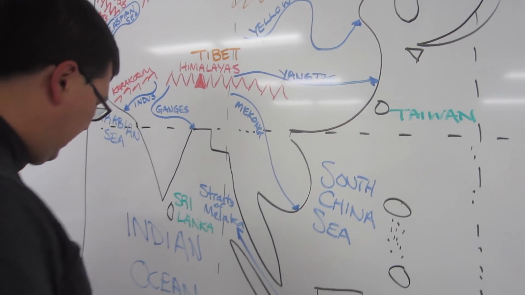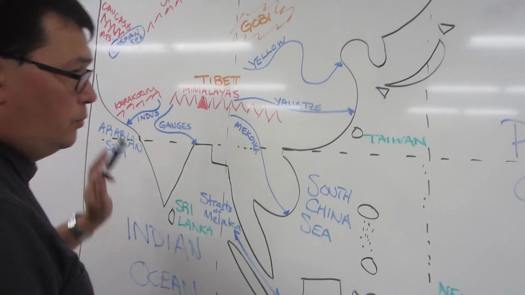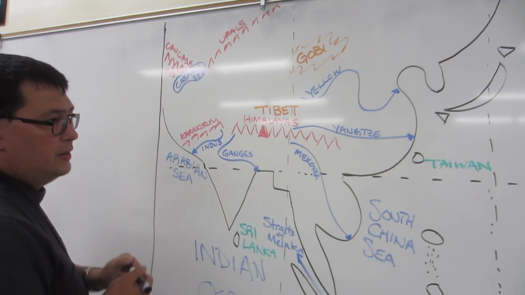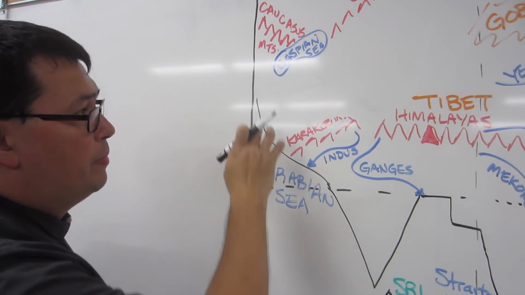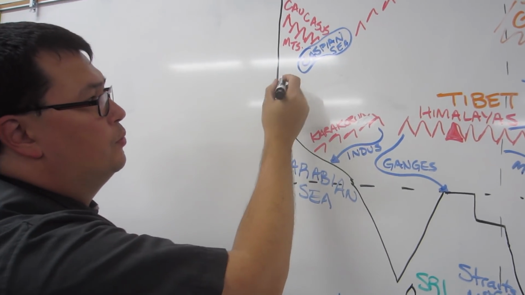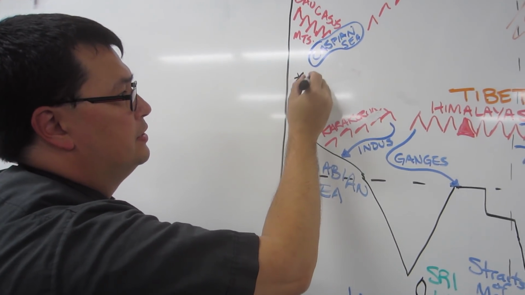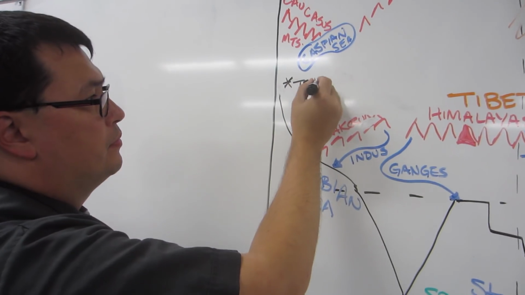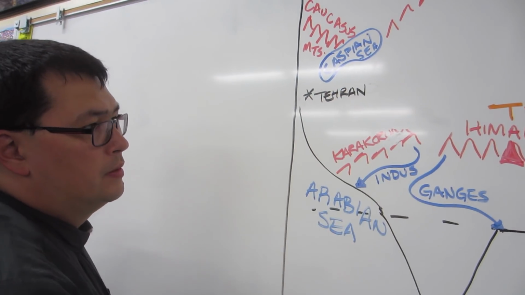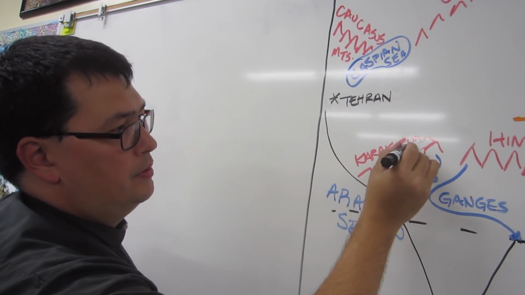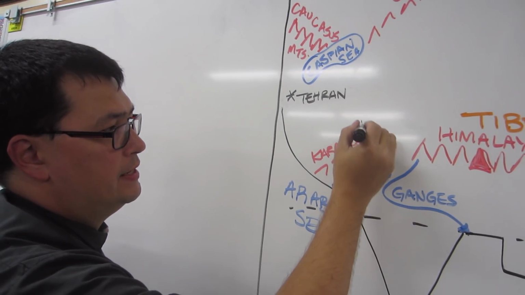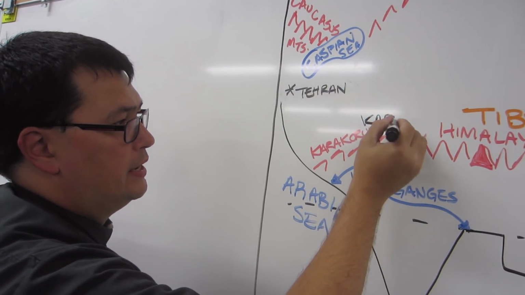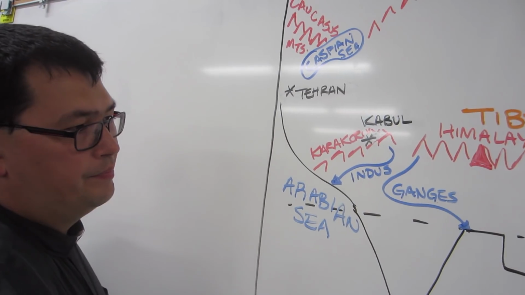Last but not least, we have our cities. So we're going to work left to right, west to east. We're going to go back here to the west, and we're going to start with our old friend Tehran from our last map. Also on our last map was the capital of Afghanistan, Kabul.